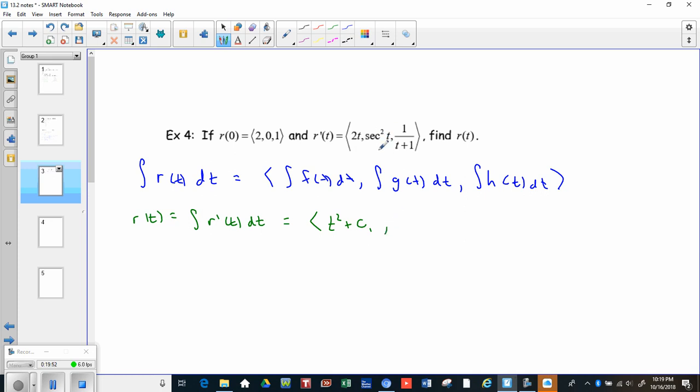Antiderivative of secant squared, hopefully you guys remember, is tangent of t, and then plus some other constant we'll call C2. And then the last one, 1 over t plus 1. Again, hopefully you guys remember this is a linear denominator with a constant on top, so it's going to be a natural log of the absolute value of t plus 1, and then plus some other constant C3.